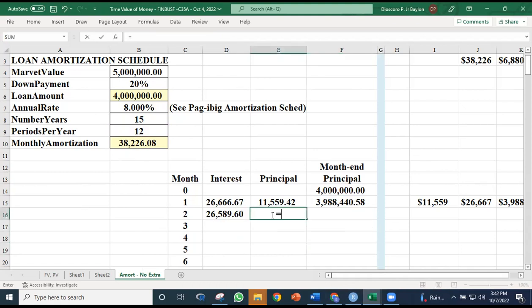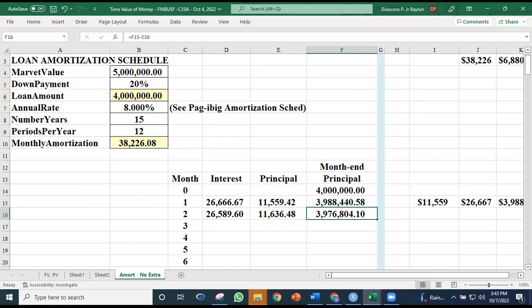How much will be paid to the principal? Again, the same. How much is your monthly amortization minus how much was paid to interest. Yan. Okay? Control Enter. So notice tumaas na ng konti yung principal payment natin, no? And then how much will be the month-end principal? Principal at month 1 minus the principal payment month 2.